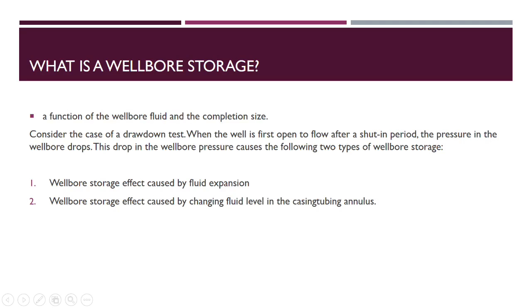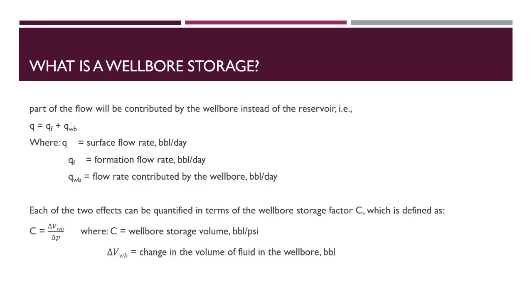Number 1: wellbore storage effect caused by fluid expansion. Number 2: wellbore storage effect caused by changing fluid level in a casing-tubing annulus. Part of the flow will be contributed by the wellbore instead of the reservoir. Q is equal to Q sub F plus Q sub WB, where Q equals surface flow rate, Q sub F is equal to formation flow rate, and Q sub WB is equal to flow rate contributed by the wellbore.